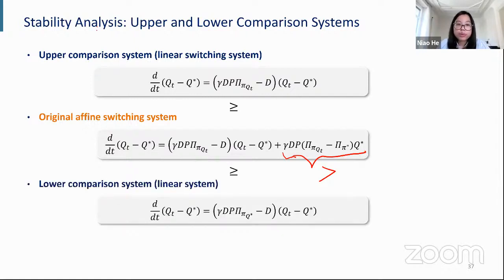You can also show that if you throw out this affine term, and replace the policy, or the switching signal here, by just a fixed policy, which is the optimal policy pi star here, then you can show that this will be a linear system, right? Because this matrix here is just fixed. And you can easily show that this gives you a lower bound on the original affine switching system. That's why we call it a lower comparison system. And all of these can be easily derived in just one line of proof based on the definition of the greedy policy.